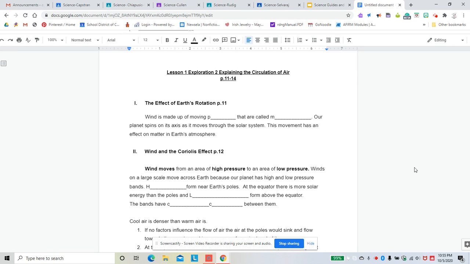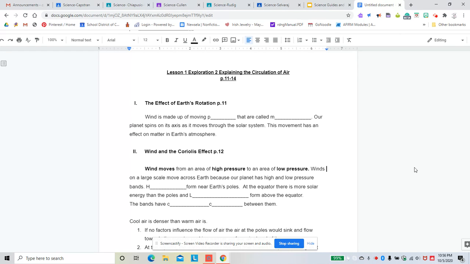If no other factors influence the flow of air in the atmosphere, air at the poles would sink and flow toward the equator, pushing warmer surface air ahead of it. At the equator, the warm air would rise and flow towards the poles, cooling as it moved. Then the cooled air would sink at the poles. As a result, Earth would have two large convection cells.